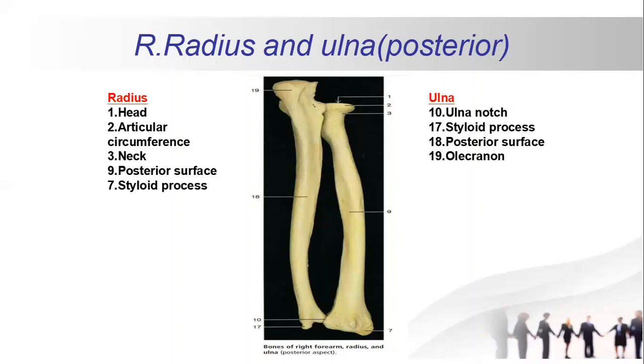Moving to number 19, which is from the ulna, we have the olecranon process. Just stop right here. We have the olecranon process here. We have number 18, the posterior surface. Number 10, we have the ulnar notch on radius. I'm sorry, I should have mentioned number 17, the styloid process. We have this styloid process right here.